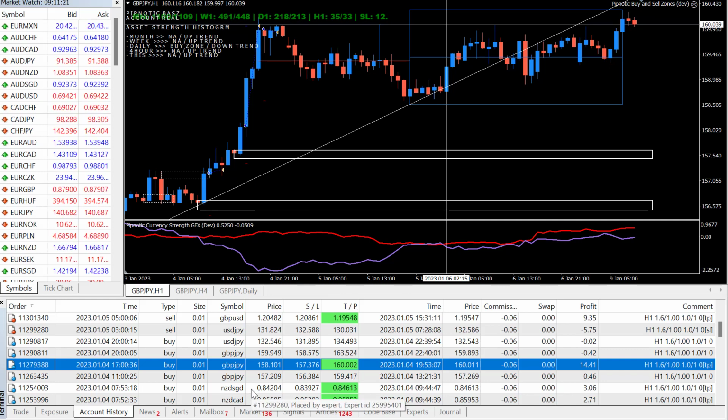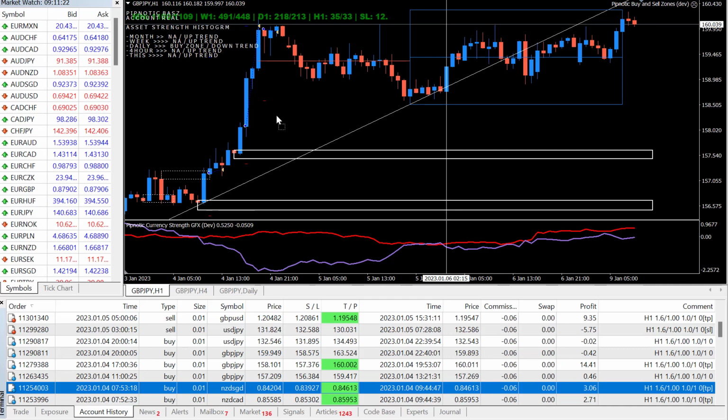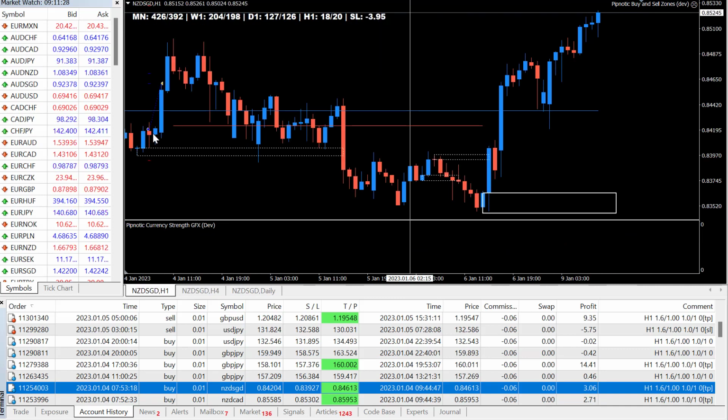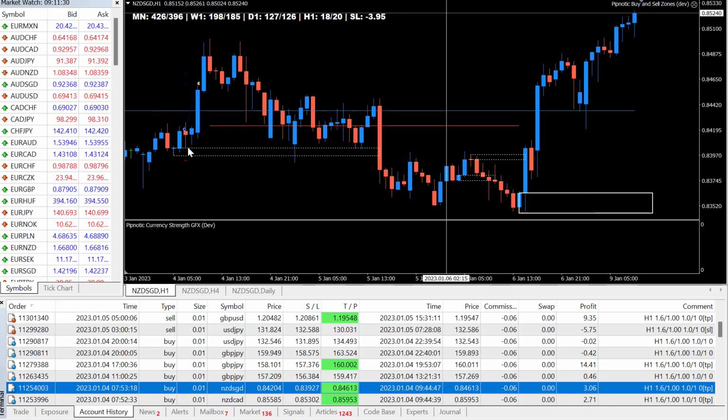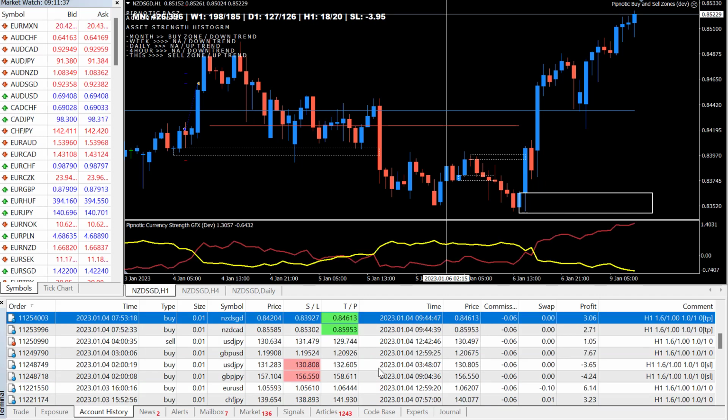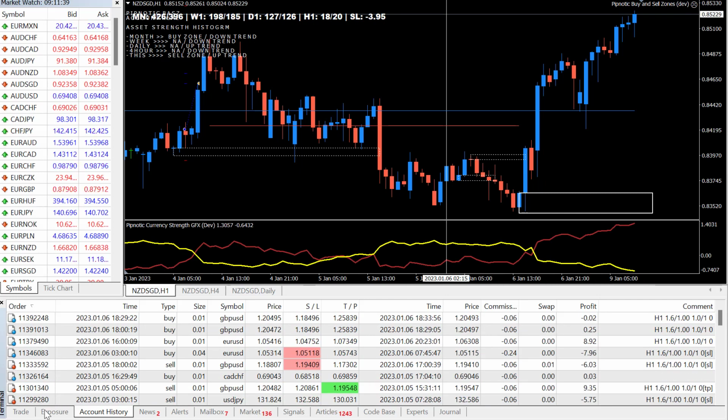We had another one here. This is a Kiwi Singapore dollar. It bought here, just on the completion of this one. Price kind of sat, and it snapped up. Okay, this happens a lot. And so ideally, I don't screw around with it.